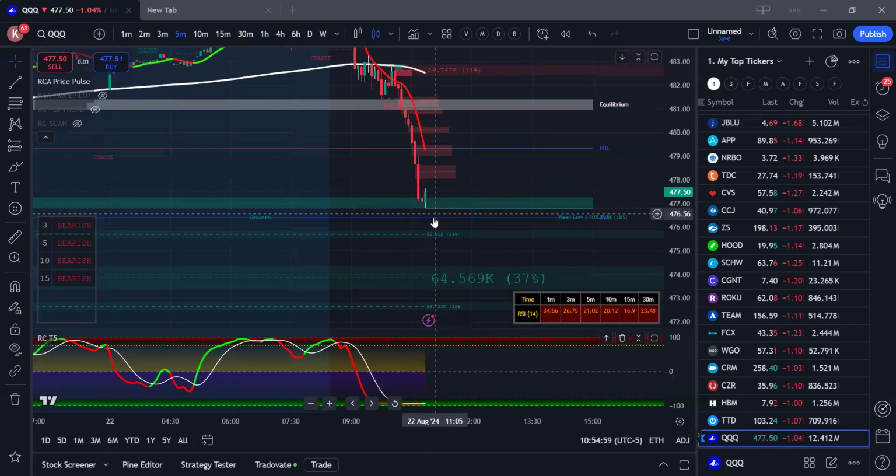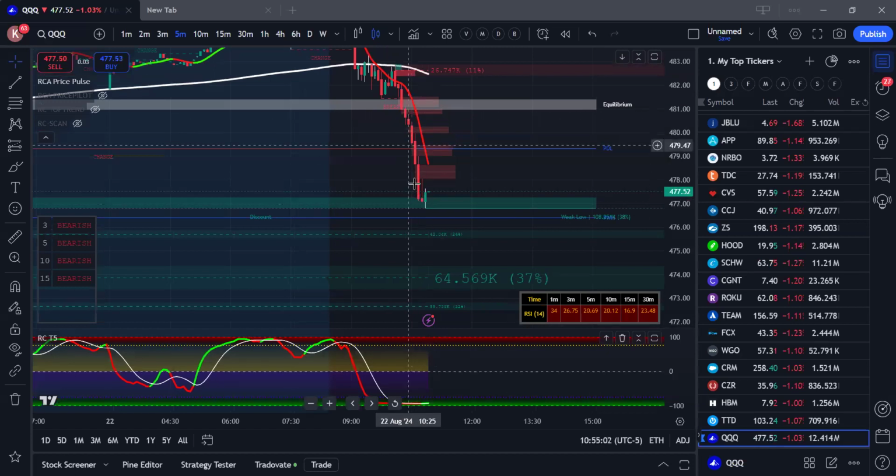Because there are some traders who want to book the profits. When they book the profits, they are closing shorts, they are buying long. So that's why there will be small pullbacks. But it doesn't mean that the trend got reversed. As of now, the trend is still bearish.